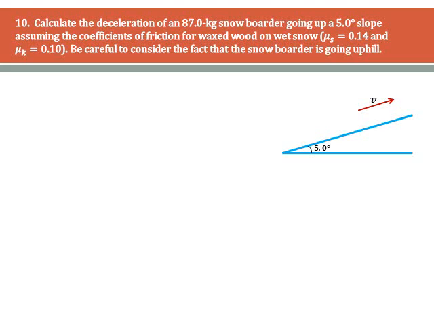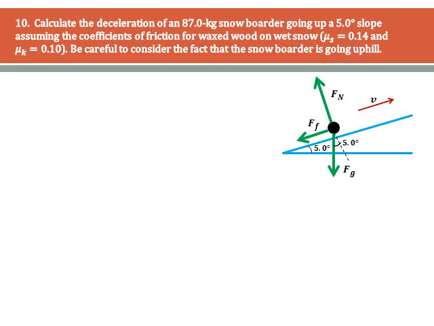So we need to know that his initial velocity is up the hill, which means friction is going to be pushing him back down the hill. If he's just sitting there and gravity's pulling him down the hill, then friction is going to be back up the hill because it's trying to slow him down. Alright, so force of friction is down the hill.